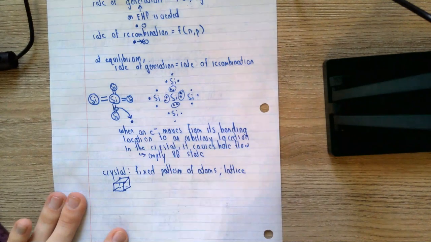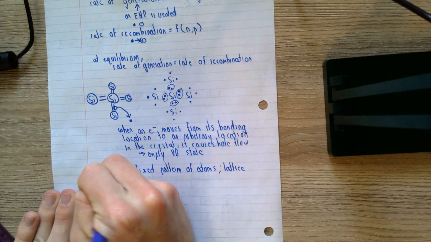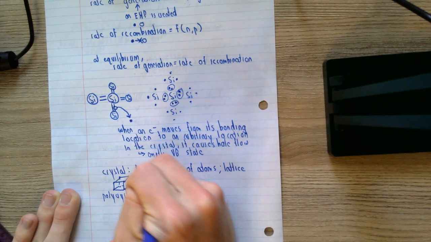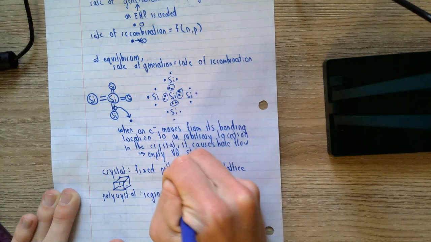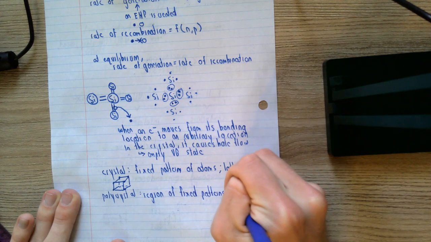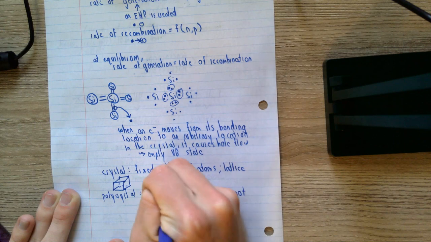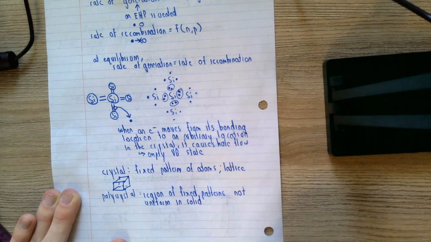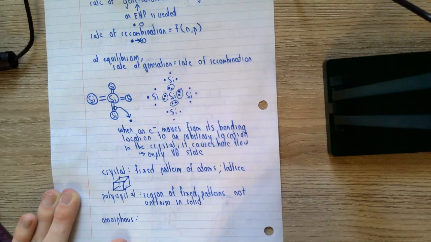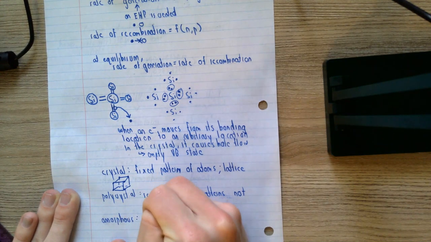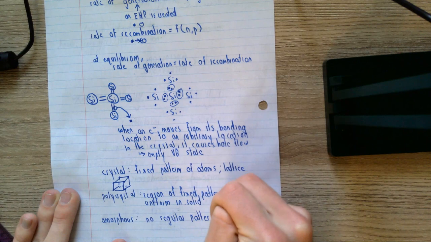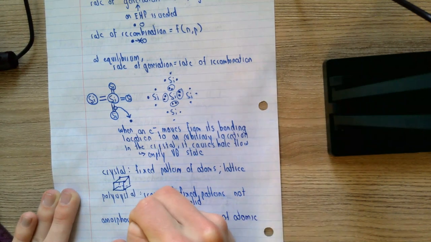they're all connected and aligned, whereas the polycrystal, on the other hand, is basically a region of fixed patterns. Not uniform in solids. And the other one is amorphous. Amorphous is the opposite of a crystal because there is no regular pattern at all. So there's no structure of that atomic arrangement that was already produced.